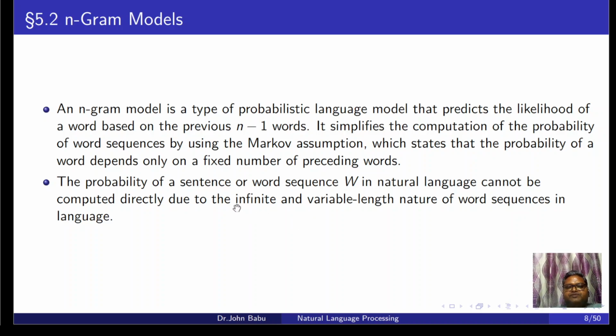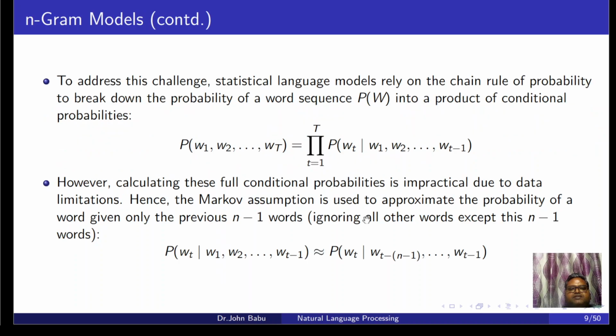So the probability of a sentence or word sequence W in natural language, we cannot calculate directly because every natural language has a rich set of words, and calculating the probability of a particular sequence is very difficult. So this is the general chain rule of probability, accounting from word 1 to word t minus 1, and the product of all those probabilities.